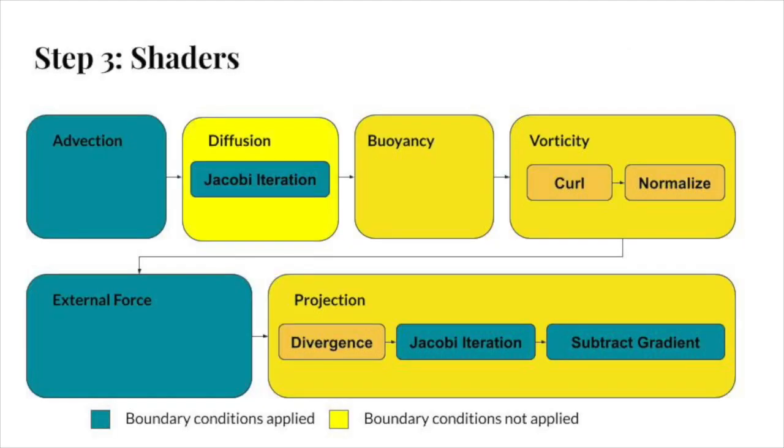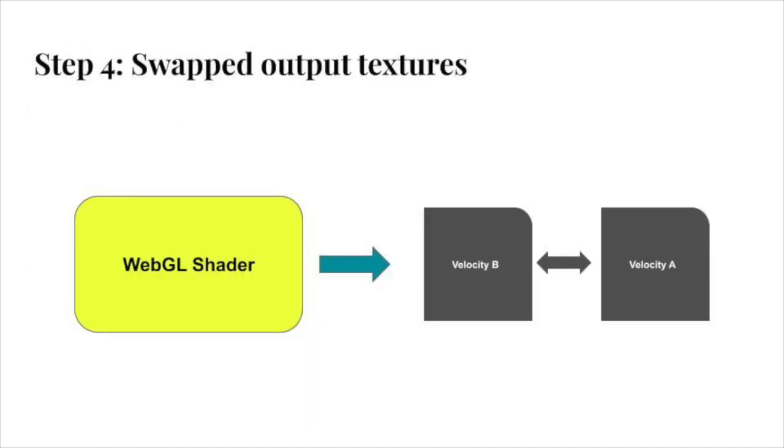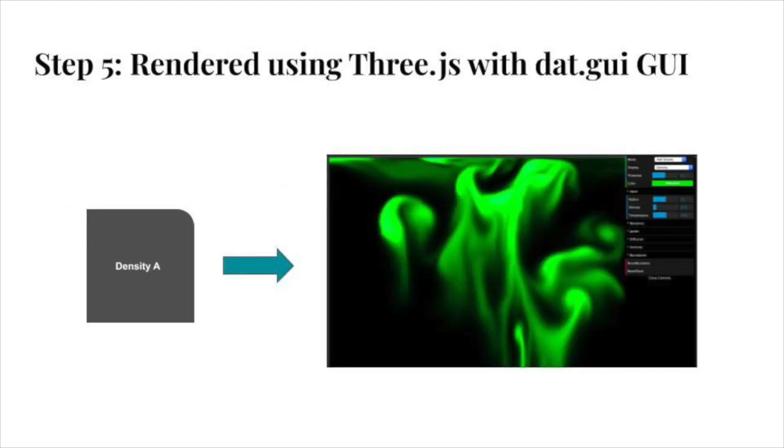Here is our shader pipeline. Each shader takes one copy of the texture as an input and uses the other copy of the texture as an output. Each box highlighted in blue is a piece of our pipeline in which we check for the boundary conditions. We write the output of the WebGL shader into the second copy of our texture and swap the two copies. Lastly, we use the copy with our final output to render the scene.